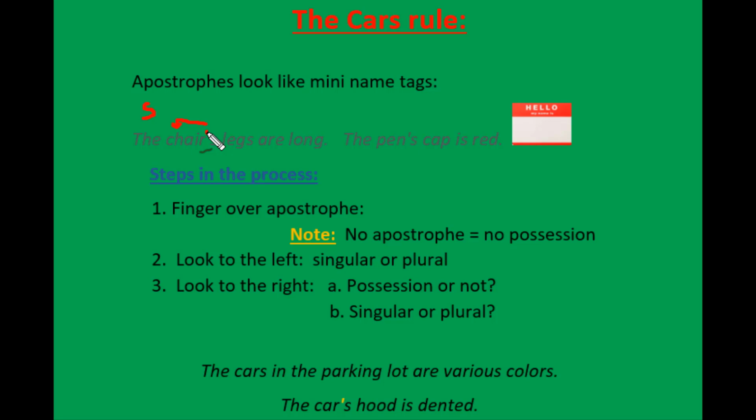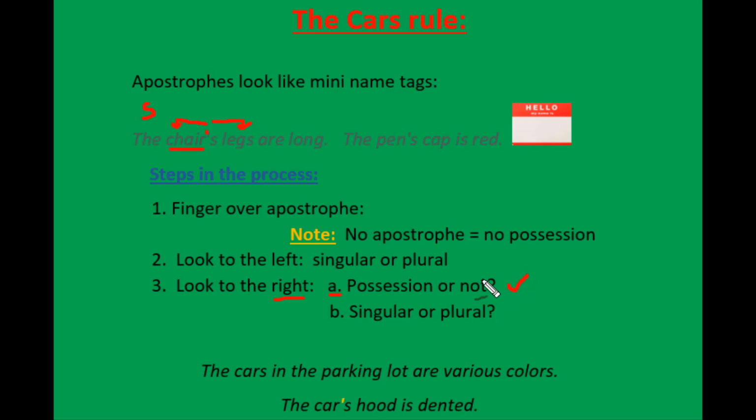Now, on to step 3. There's 2 parts. Part A is we have to make a decision when we look to the right of the mini name tag. Is that being possessed by the object before? Does one chair possess legs? Does a chair own its own legs? In this case, we put a check by A. Yes, a chair has 4 legs.